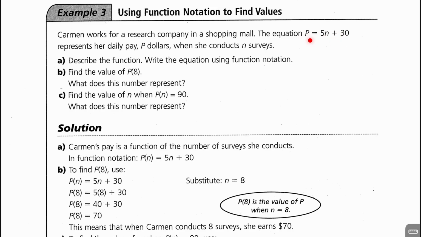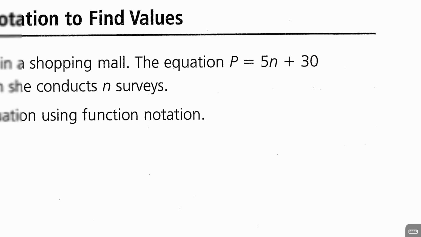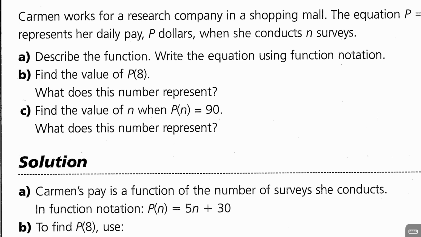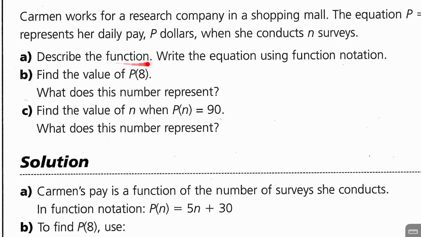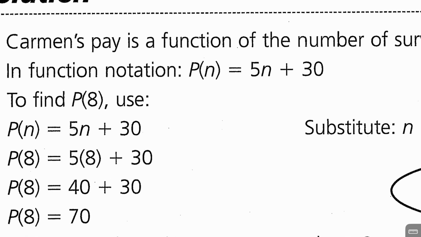So here you have an equation p equals 5n plus 30. So this equation can be expressed in function notation. So that is your first question. Describe the function and write the equation using function notation. So the function notation is not a complicated thing. This is a different way of representation.